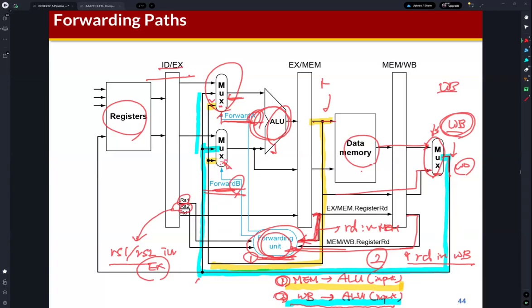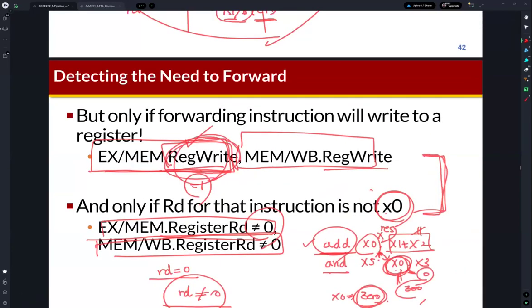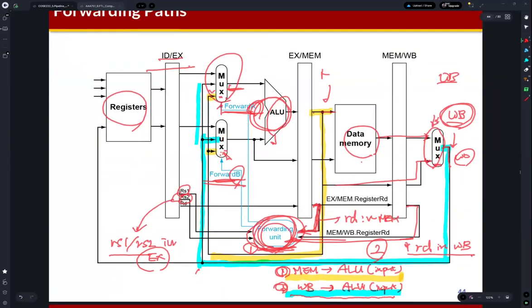Okay, do you understand? And obviously the forwarding unit also receives the register write signals. The RegWrite in memory and RegWrite in write back also need to be delivered to this forwarding unit. Okay, do you understand?